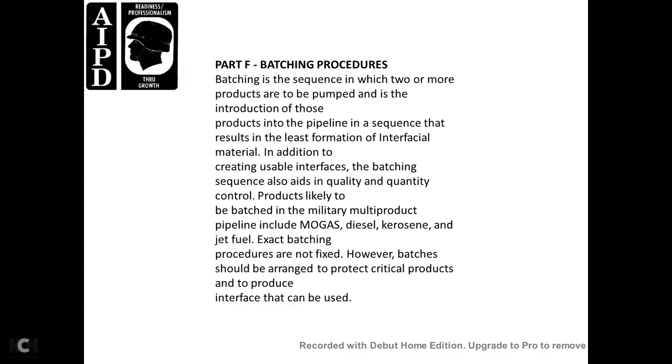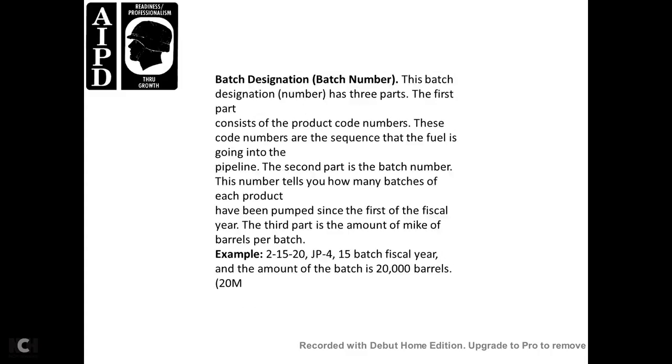In addition to creating a usable interface, the batching sequence also aids quality and quantity control. Products likely to be batched in a military multiple product pipeline include MOGAS, diesel, kerosene, and jet fuel. Exact batching procedures are not fixed. However, batches should be arranged to protect critical products and to produce an interface that can be used.